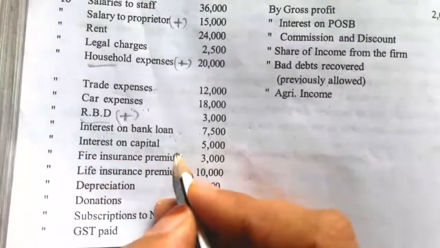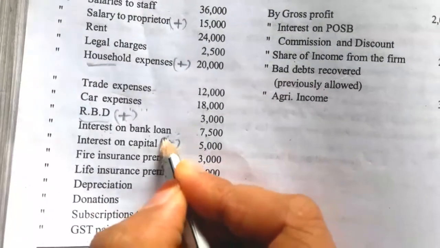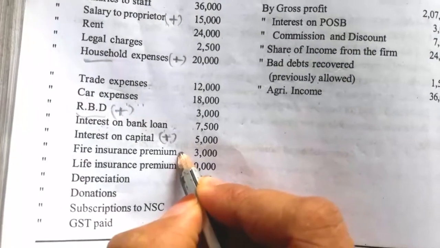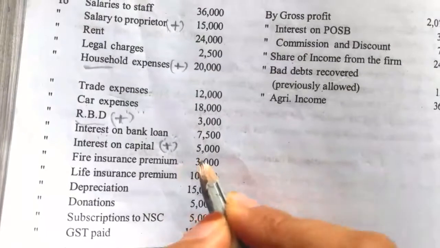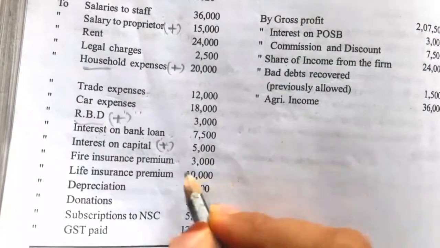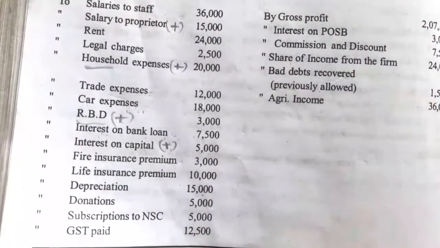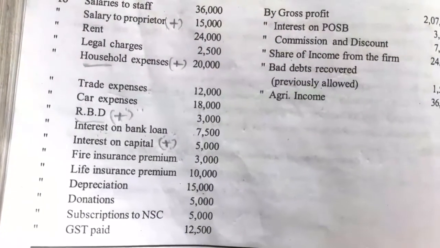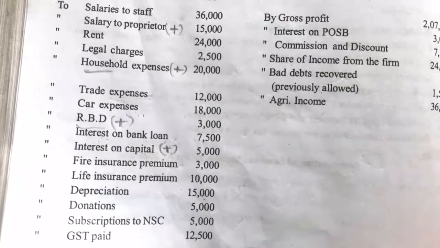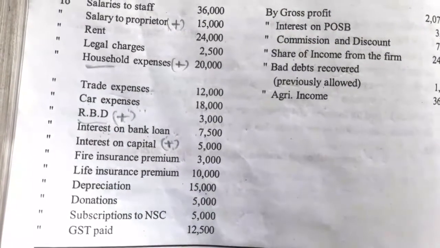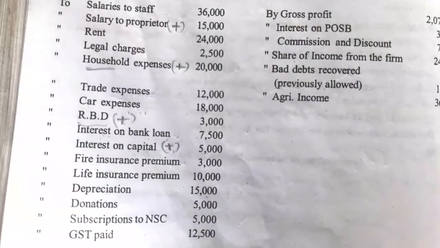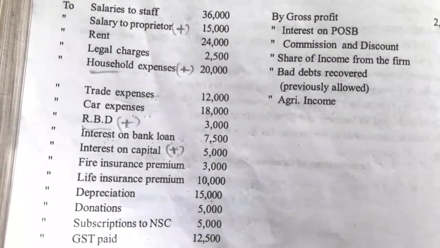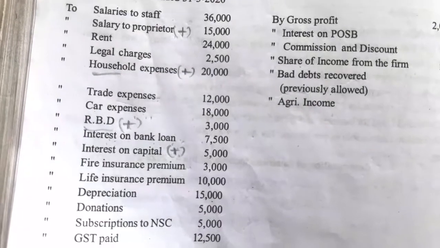Next, interest on capital. Interest on capital is disallowed. It is not relating to business. Fire insurance premium. Here also, we have to see whether this fire insurance premium is paid for a business premises or a residential house property. If it is for a residential purpose, then it is disallowed. If it is for the business premises or business property, business building, then it is allowed.